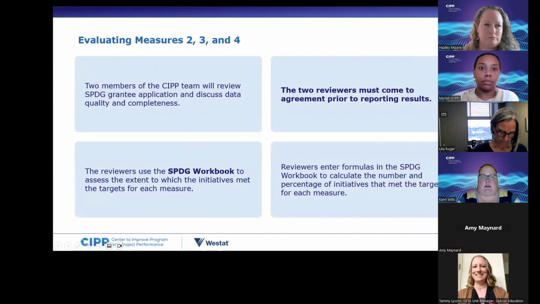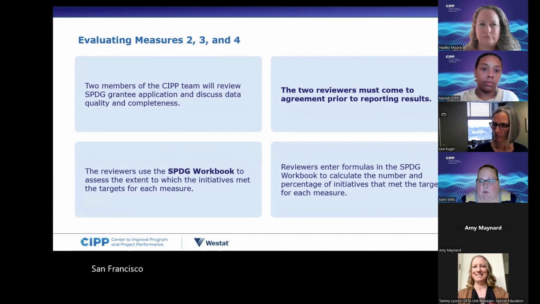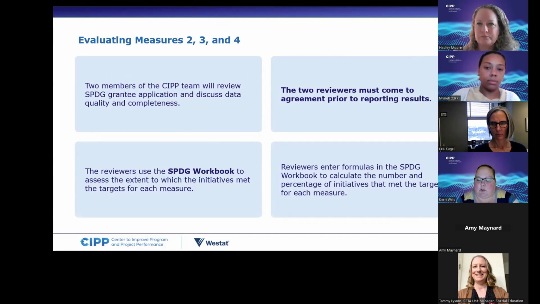So first, Jennifer and I independently review the data from the APRs that are submitted by the grantees, and we discuss data quality and completeness relating to each measure. And we discuss and reconcile any concerns we have about differences in our responses, if we picked the appropriate measure, if we picked out the target data properly. And then we use the SPDG workbook to enter our final responses.